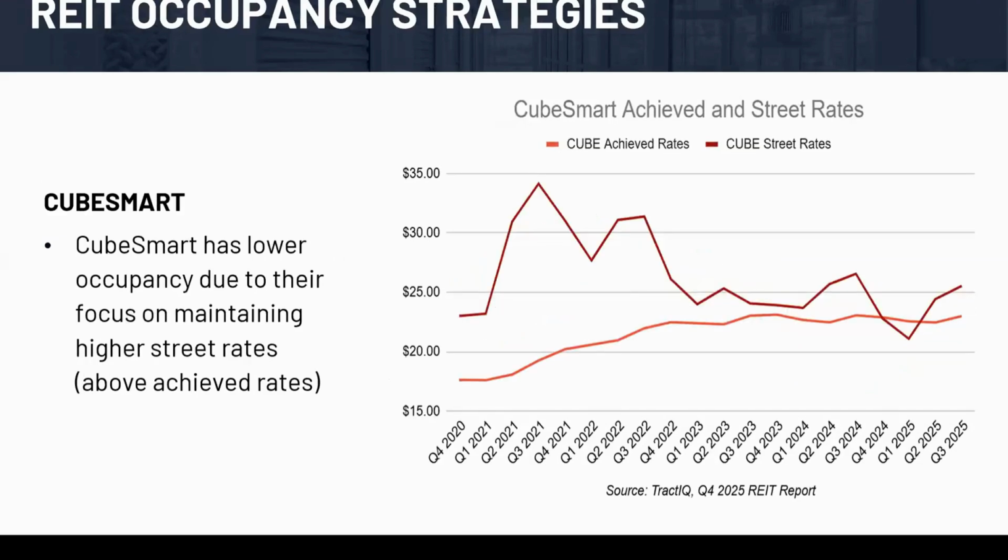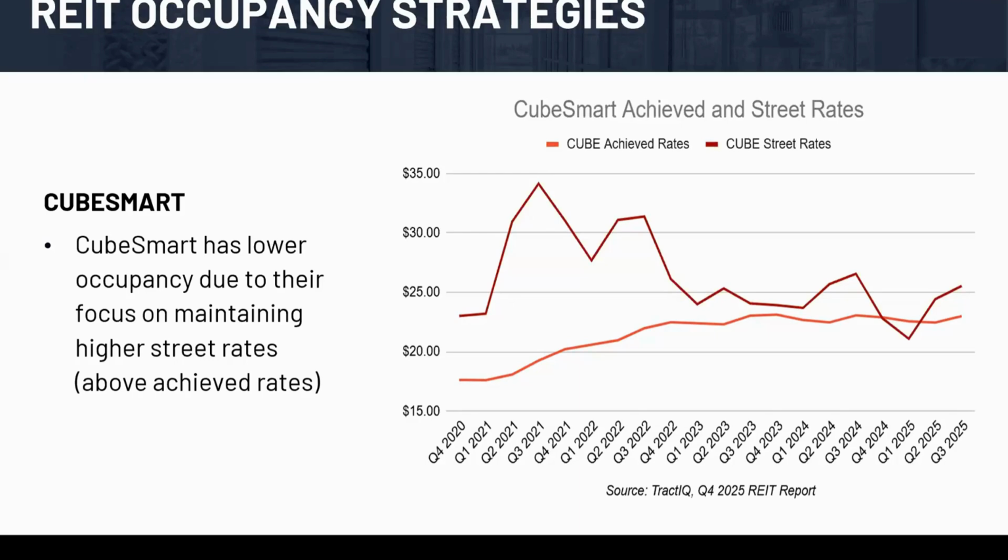What is the difference between CubeSmart and Extra Space? You can see it's the same chart, but a different kind of strategy here, right? You can see here versus Extra Space, CubeSmart's street rates did fall from their peak in 2021 and 2022, but for the most part, their street rates were always higher than the achieved.